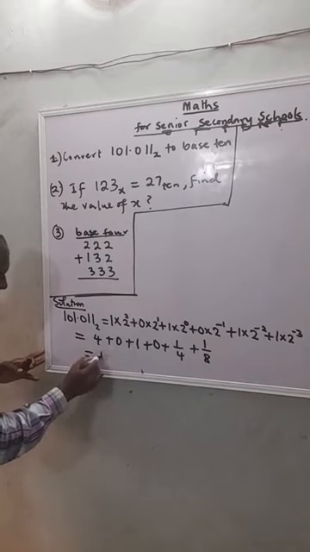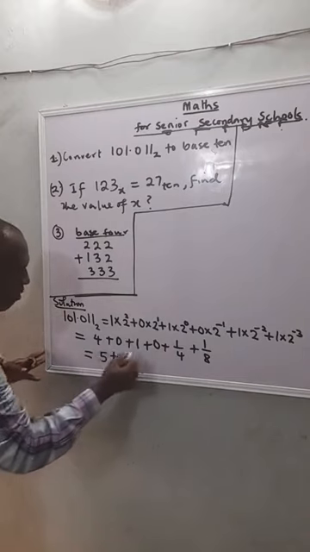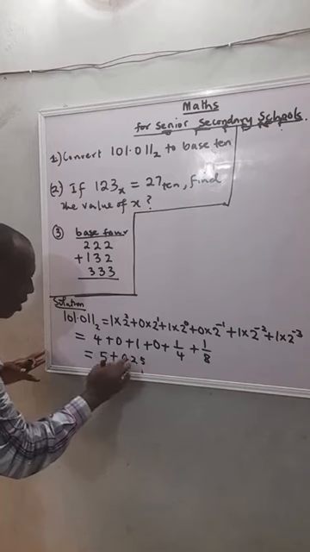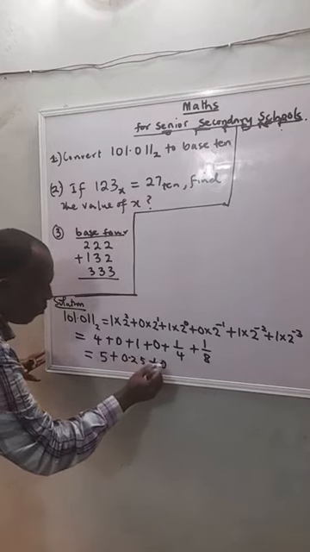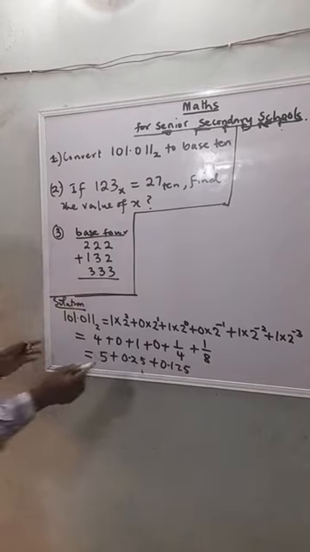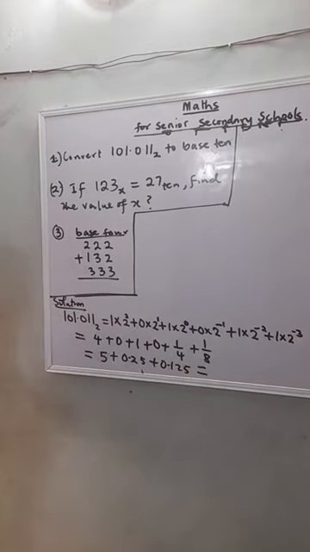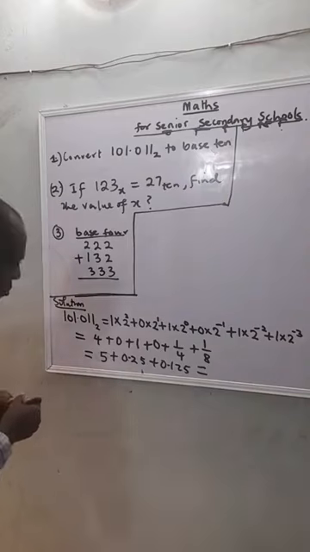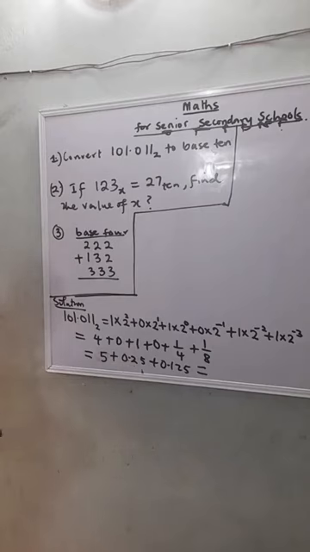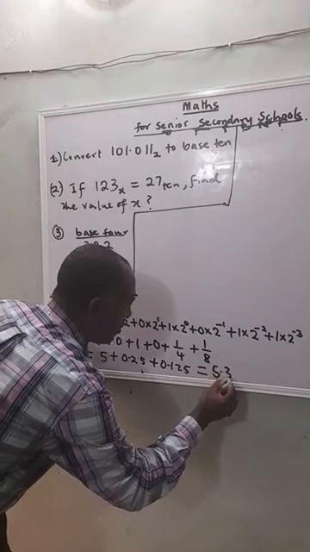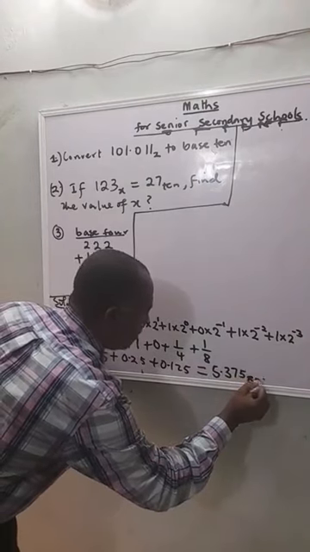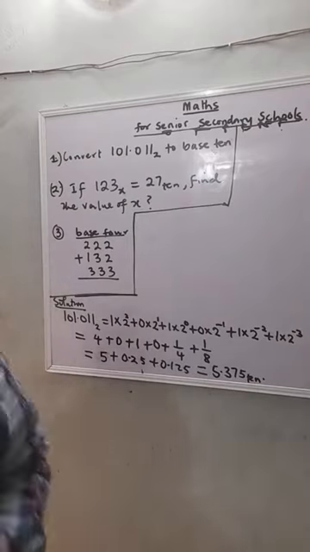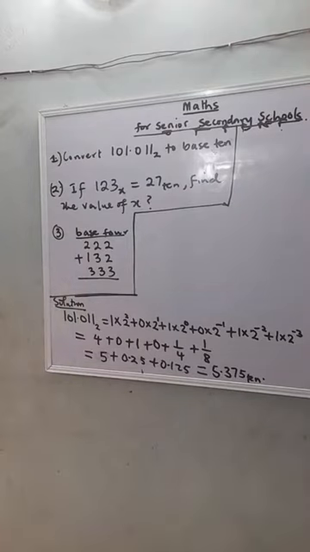4 plus 1, that is 5, plus 1 over 4 is 0.25. Your calculator can do that. Plus 0.125. From all indication, we add everything together. 0.25 plus 0.125 will be 0.375. So the answer will be 5.375, all in base 10. That is how to handle question number 1, converting from any base to base 10.